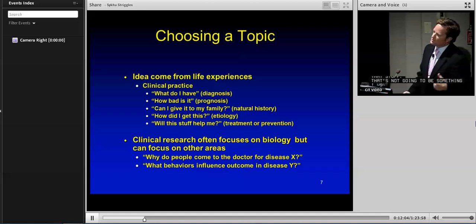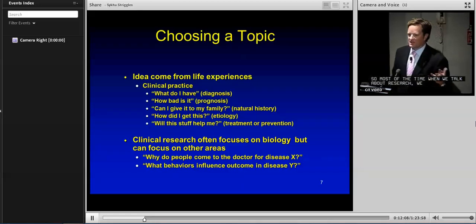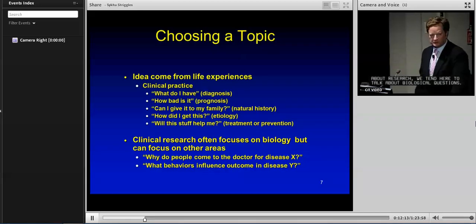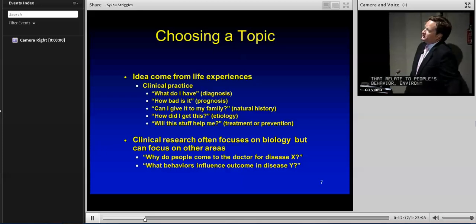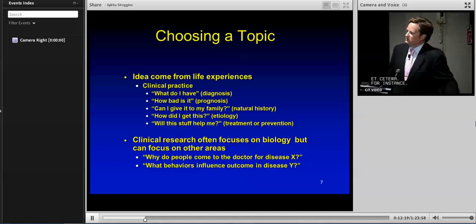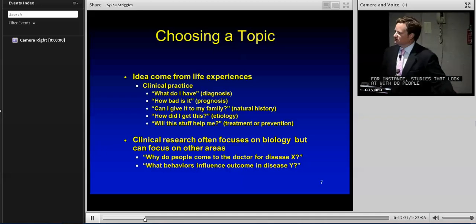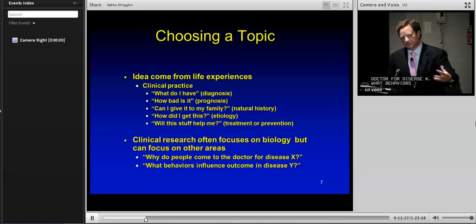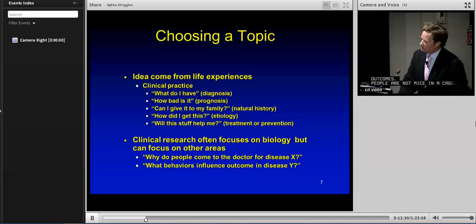So most of the time when we talk about research, we tend here to talk about biological questions. But in fact, it can focus on other areas that relate to people's behavior, environmental factors, etc. For instance, studies that look at why do people come to the doctor for disease X? What behaviors influence the outcome in disease Y? People are not mice in a cage. Various things impact on whether they get better or not.